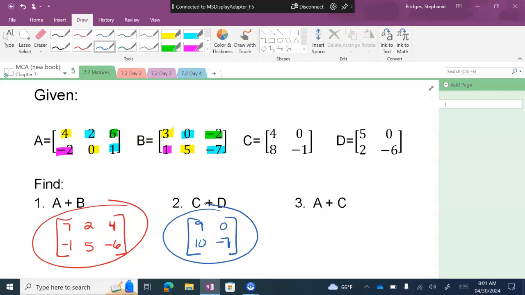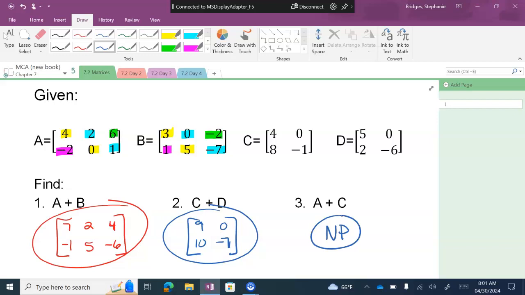What about A plus C? Are A and C the same size? No. So we can't add them, so we're just going to put not possible. Can't do it. They're not the same size. Don't have the same number of elements. Real hard, right?